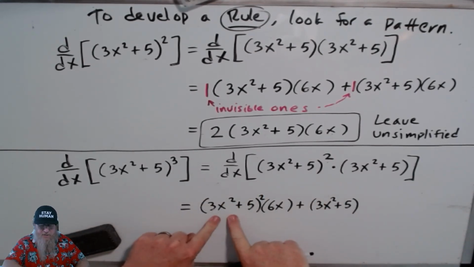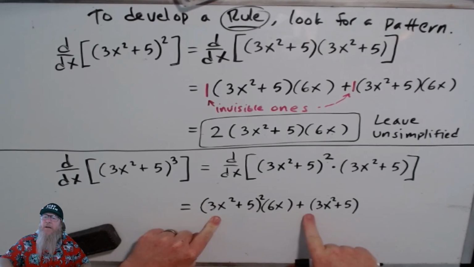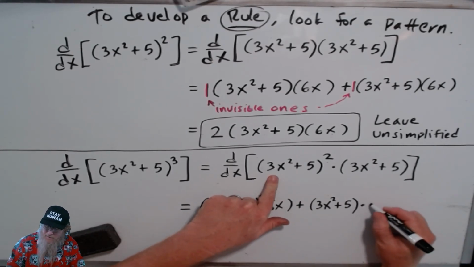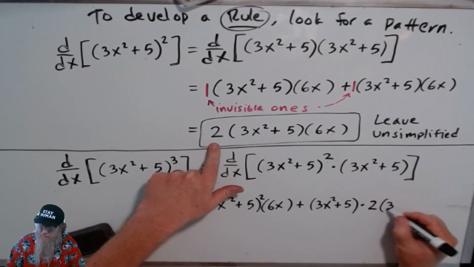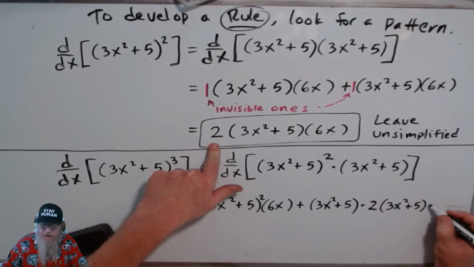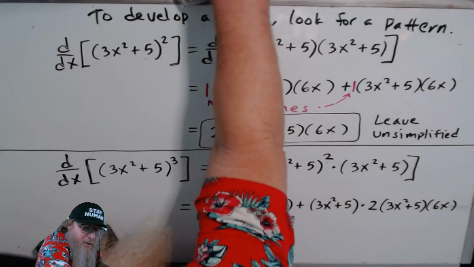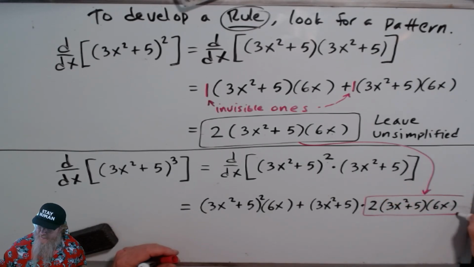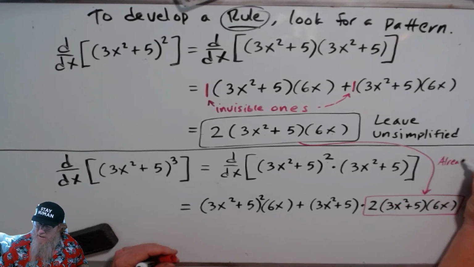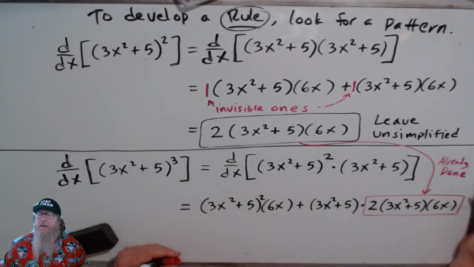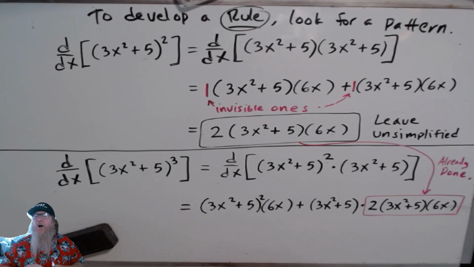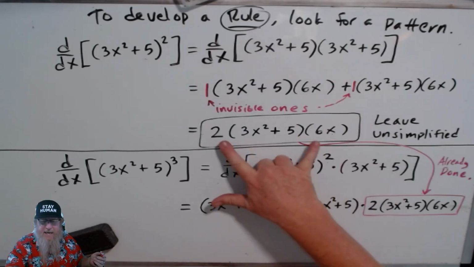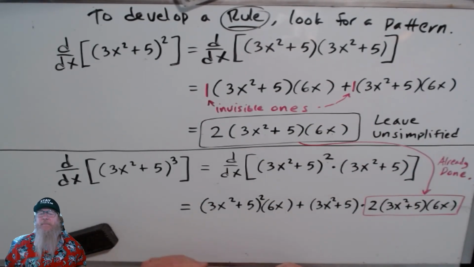So I've got the first times the derivative of the second plus the second times the derivative of the first. But the derivative of the first, I already know. And I'm going to do this in every one of these steps. If something has already been differentiated, I've already found the derivative, I don't need to do all this work again. I can just copy that work in my next step.